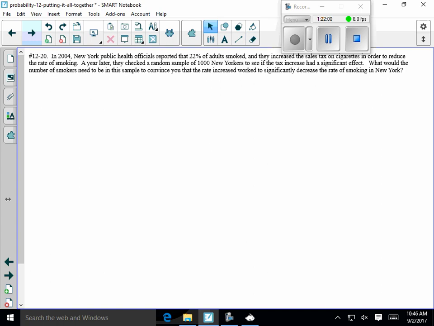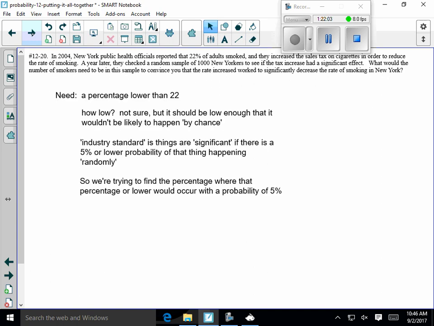So this is actually a situation where it's good to use the normal approximation. We need the percentage to be lower than 22, right? But how low? We're not really sure, but it should be low enough that it wouldn't be likely to happen by chance. There's kind of an industry standard that things are considered significant if there's a 5% or lower probability of that thing happening randomly, just due to natural variation. So what we're really trying to do is find the percentage where that percentage or lower would occur only 5% of the time randomly, okay?